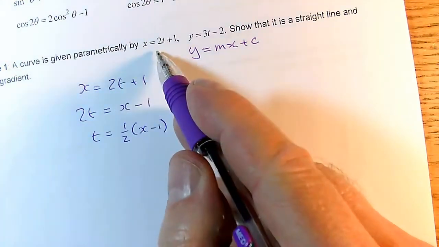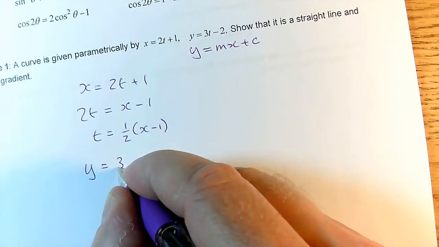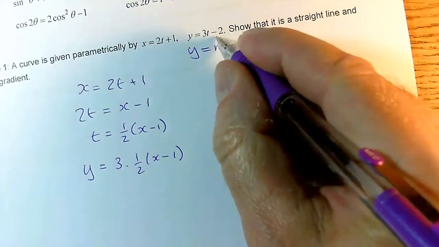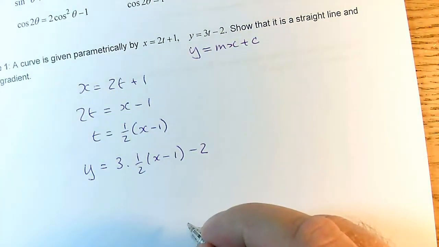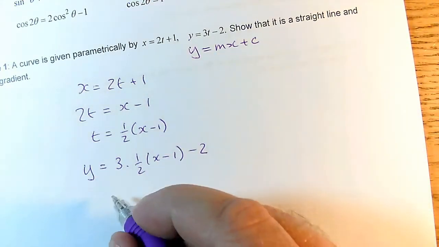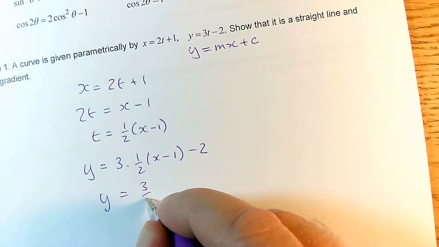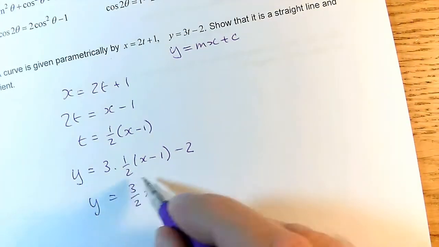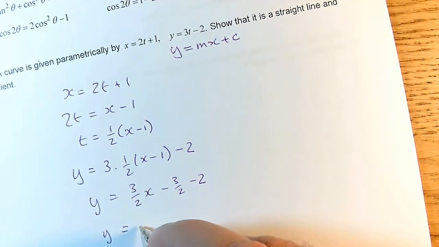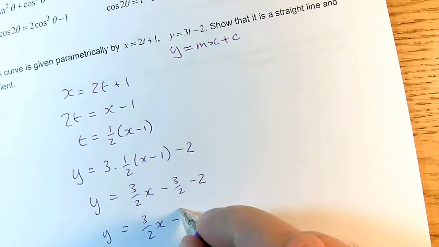Okay, now I know what t is from one equation, I substitute it into the other equation. So y is going to equal 3 times t, and t is a half brackets x minus 1, minus 2 at the end. Now if I was going for simplicity, I'd probably multiply by this too, but I want y equals mx plus c. So let's just multiply this out. So y equals 3 over 2 times x, which is 3 over 2 x. And then I've got 3 over 2 times minus 1, so that's going to be minus 3 over 2 minus 2, so y equals 3 over 2 x, and this is another 4 over 2, so that's minus 7 over 2.